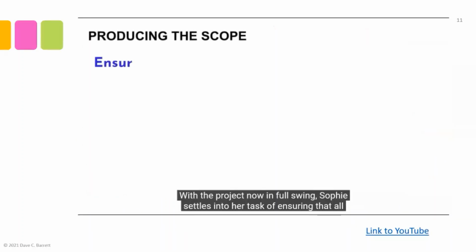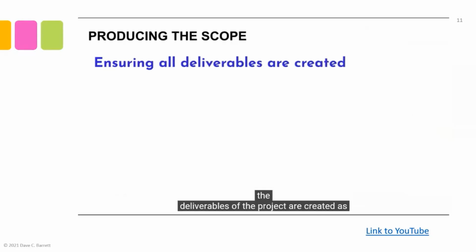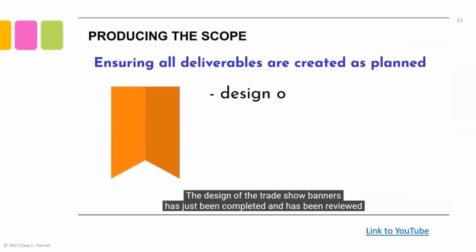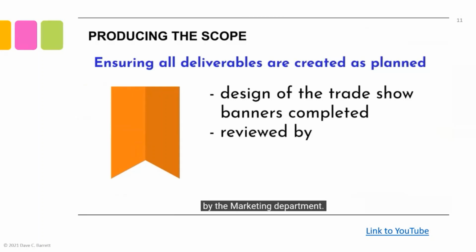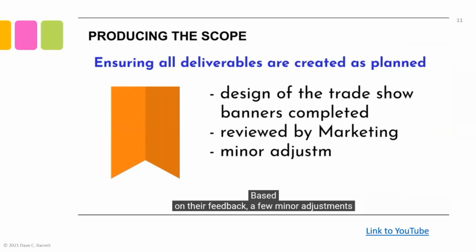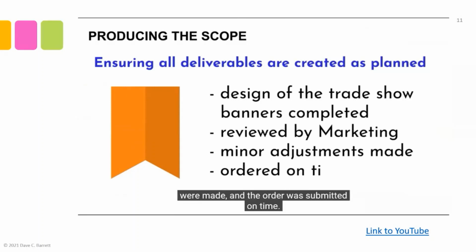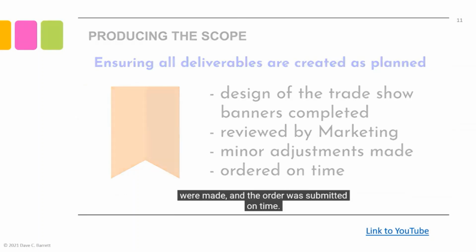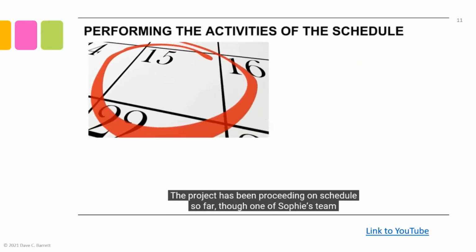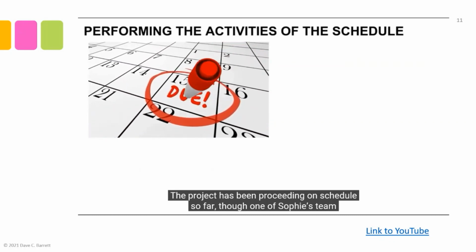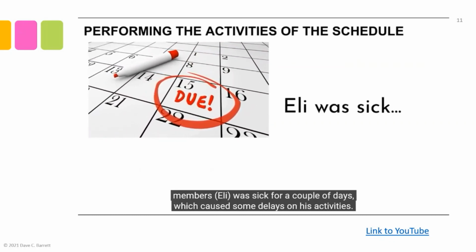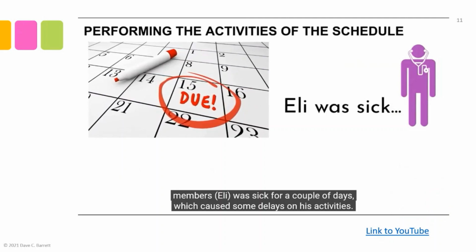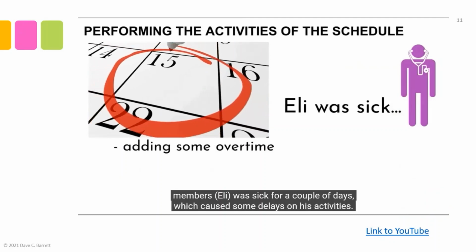With the project now in full swing, Sophie settles into her task of ensuring that all the deliverables of the project are created as planned. The design of the trade show banners has just been completed and has been reviewed by the marketing department. Based on their feedback, a few minor adjustments were made and the order was submitted on time. The project has been proceeding on schedule so far, though one of Sophie's team members, Eli, was sick for a couple of days, which caused some delays on his activities.